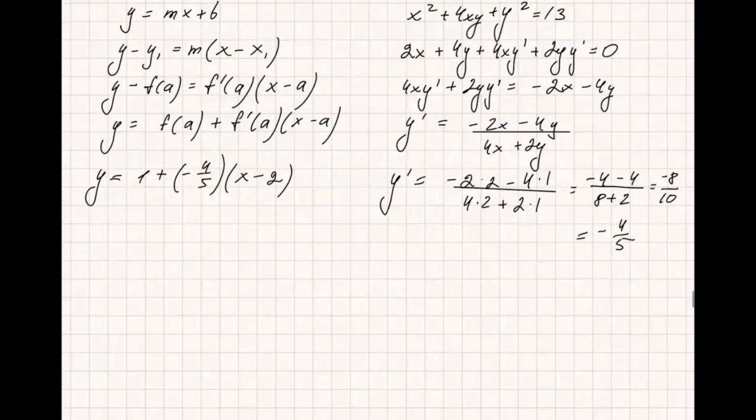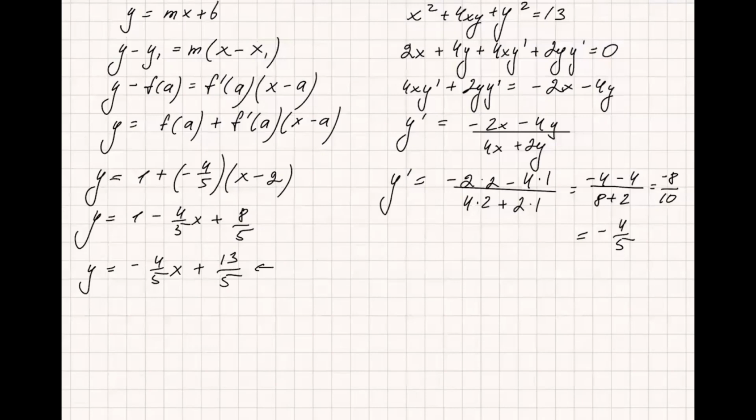So now I just simplify it. I get 1 minus 4 over 5x plus 8 over 5, and I have negative 4 over 5x plus 13 over 5, and this is the equation of a tangent line through a point 2, 1. And that is it.